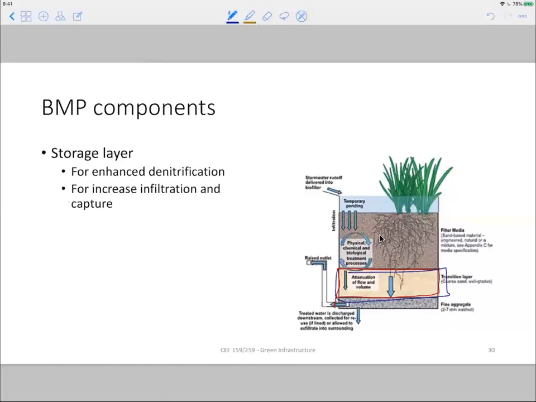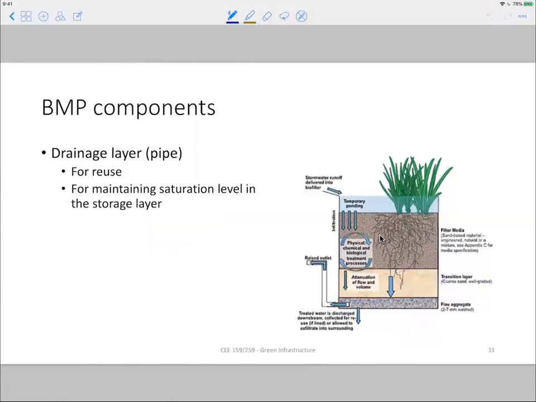But the storage layer has another property. It also increases infiltration because if you have lots of storage layer here, that height of water will help push stormwater or treated stormwater to infiltrate into the ground. And there is also one more advantage of having a storage layer. It helps plant roots survive during dry conditions because this is a backup amount of water for plant roots to access. So I'll write here, it helps plants survive a drought. Okay.